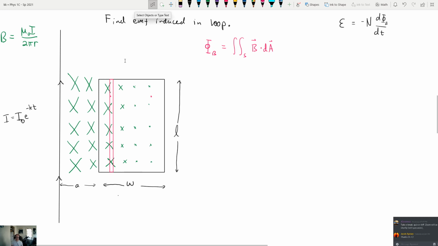That's going to be our cut. We're going to try to find the flux through this little strip right here. And we're going to say that the strip has dimension that we're going to call dA. That's our dA right there. And because the flux is decreasing, I'm going to say our dA vector is going to point into the page.